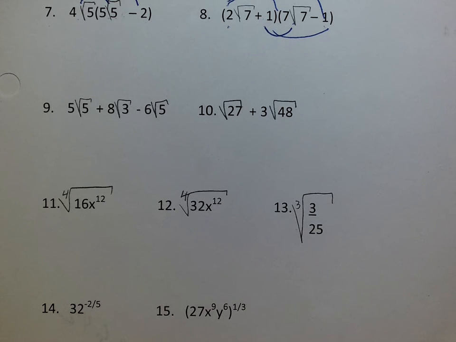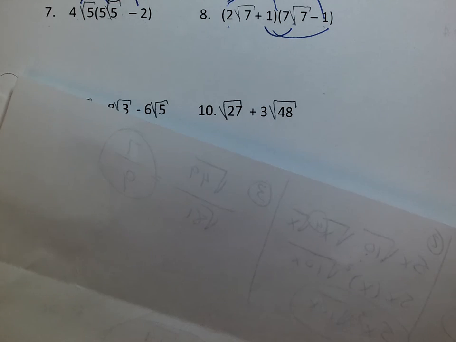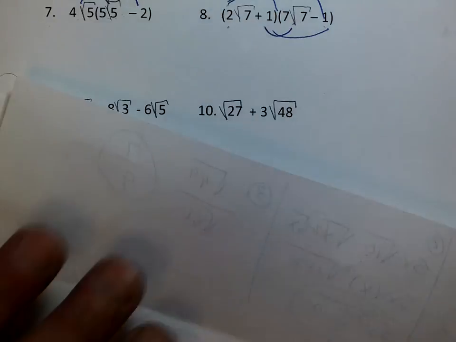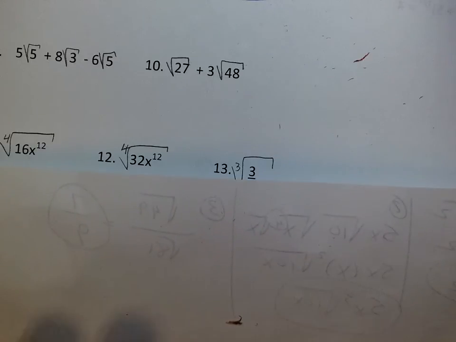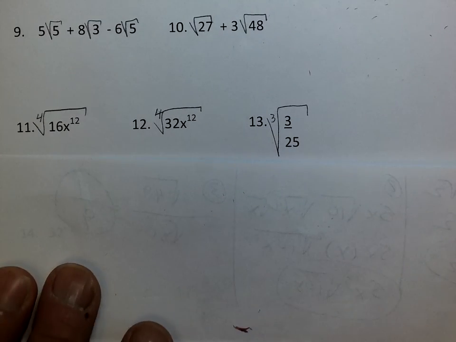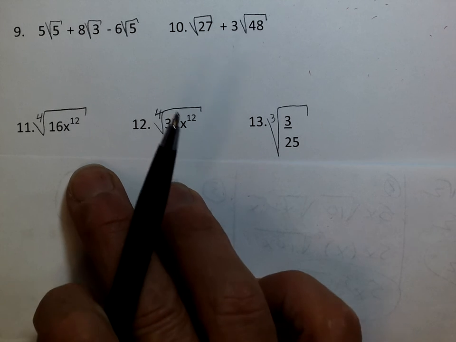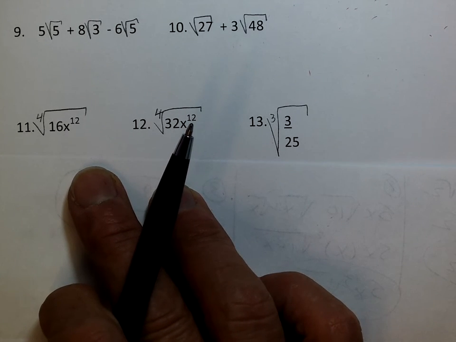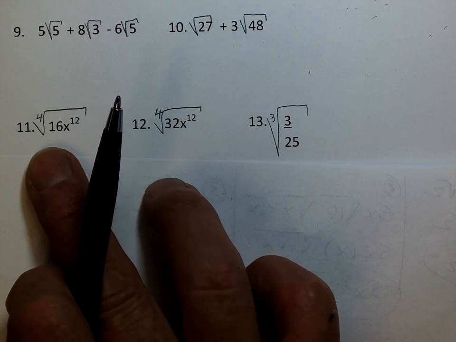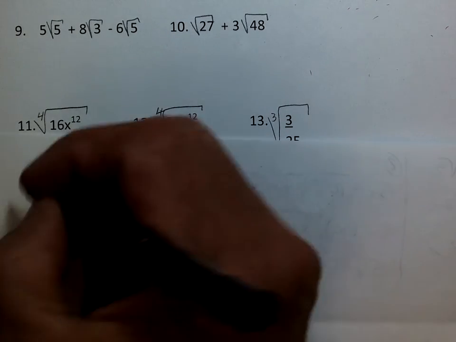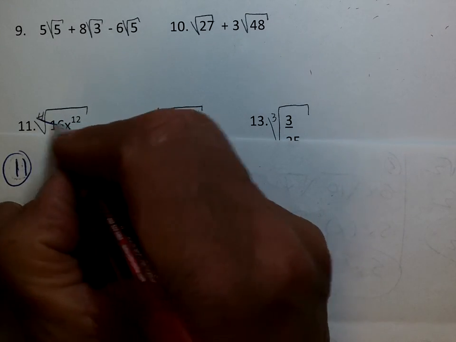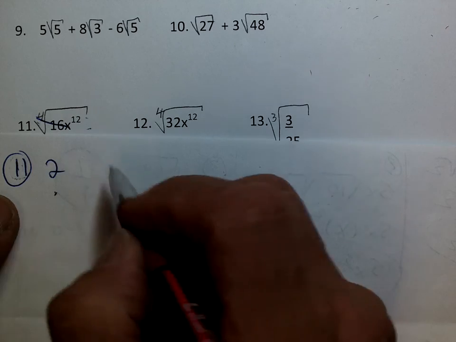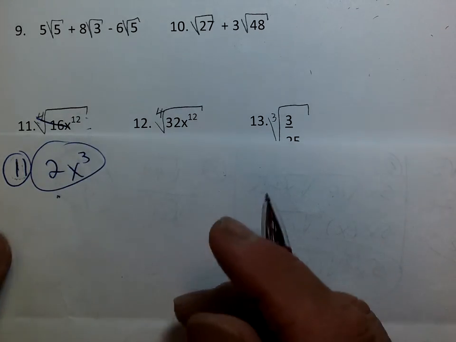Let's look at number 11. Somebody left me a little something here. I'll erase that. Okay, number 11. Slide this up. Now 11 is a 4th root. So let's see. I know 2 times 2 is 4 times 2 is 8 times 2 is 16. So the 4th root of 16 is actually 2. So for 11, I'm going to have a 2. I'll take a 4th of that, x to the 3rd, and that's all I got to do.